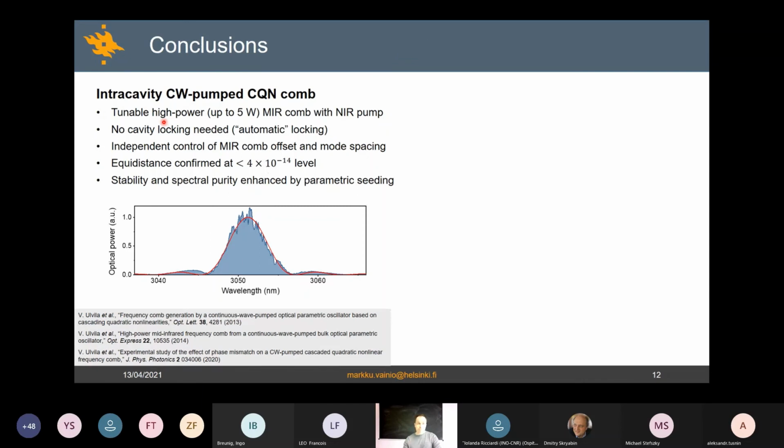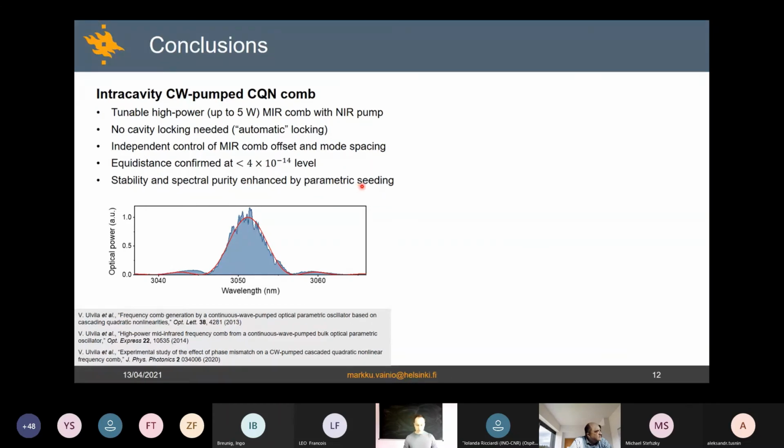Well, that leads to the conclusion. We have studied continuous wave pumped cascaded quadratic nonlinearities for frequency comb generation, especially for this intracavity pump system, or internal pump systems, where we can get a very high output power in the mid-infrared region using near-infrared pumping. One of the advantages of this approach from the experimental point of view is that we don't need any cavity locking, so it automatically adjusts the resonance frequency. Also with this system, we can get independent control of the offset frequency and mode spacing of the comb, which is quite important for most applications. And we have confirmed that the comb that we generate is uniform, and that we can further improve the spectral quality of this comb by parametric seeding.